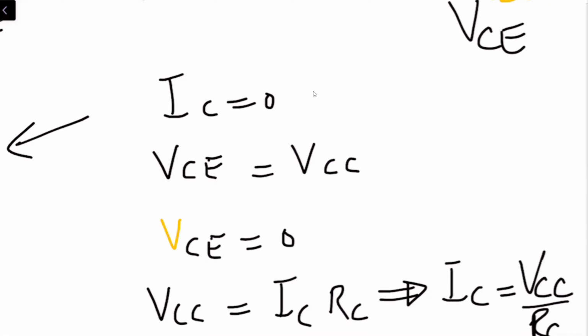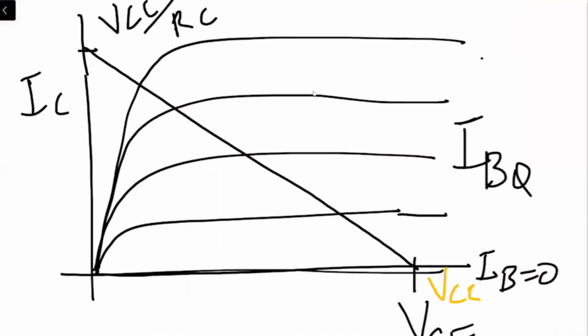What we have shown on our characteristic curve are 2 points. One is when IC is equal to 0, we get VCE is equal to VCC. And similarly, when VCE is equal to 0, we have another point VCC divided by RC. Now, if we join these 2 points, we are going to get a line over here, right? And this line which we have just drawn on the characteristic curve. Are you with me?